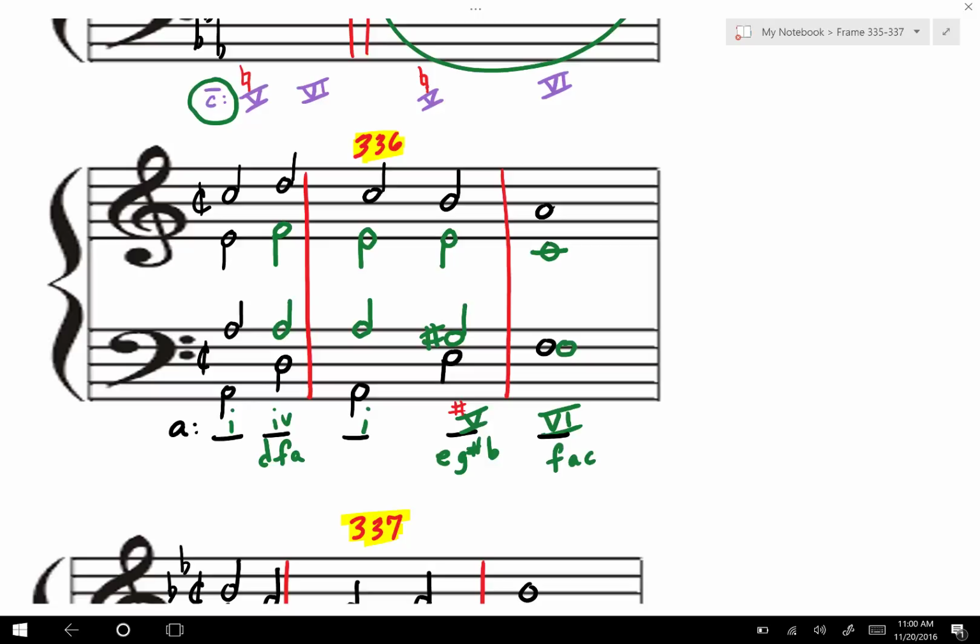What's wrong with this picture is that my tenor voice, right here, they're singing an augmented 2nd. That's a G sharp down to an F, and that's forbidden. So we can't double the root in this case. In this particular case, we have to double the 3rd, which is allowed.